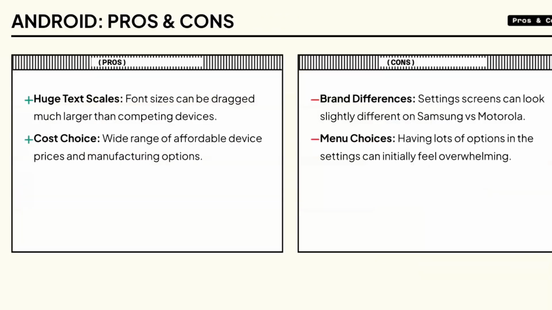Here are some Android pros and cons. Some pros: huge text scales. Font sizes can be dragged much larger than competing devices. Cost choice: there's a wide range of affordable devices and prices and manufacturing options. Some cons: brand differences. Settings screens can look slightly different on Samsung or Motorola. Then there's menu choices. Having lots of options in the settings can initially feel overwhelming.